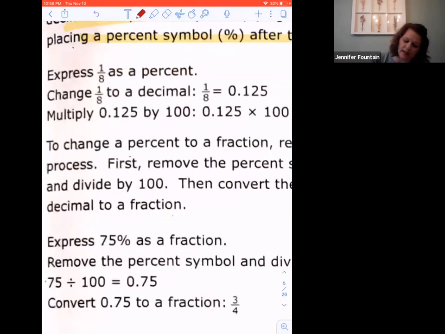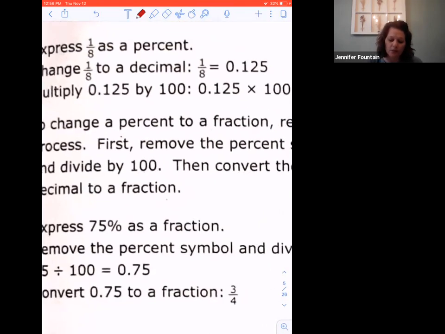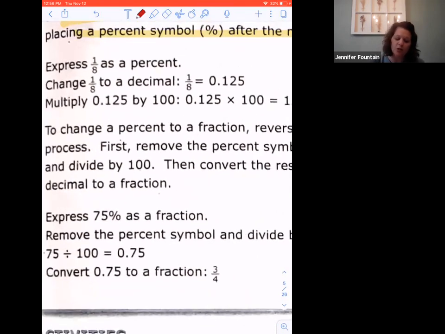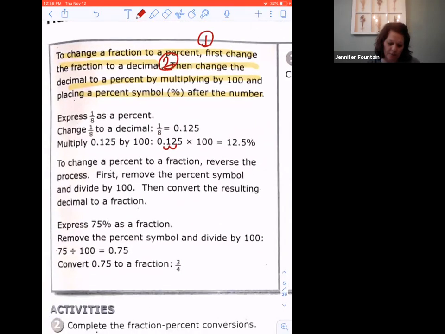Okay, so the example they gave us is 1/8. So first, you would divide 1 by 8, and that is 0.125. Then you multiply that by 100, which is just the same as moving your decimal 2 places to the right. So you get 12.5, and then add your percent symbol.